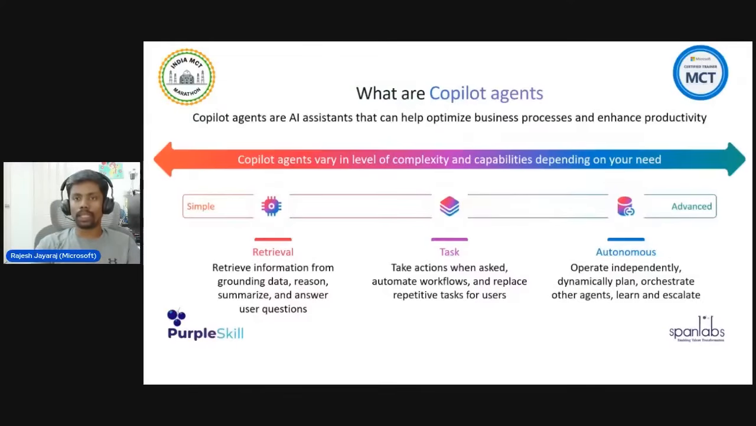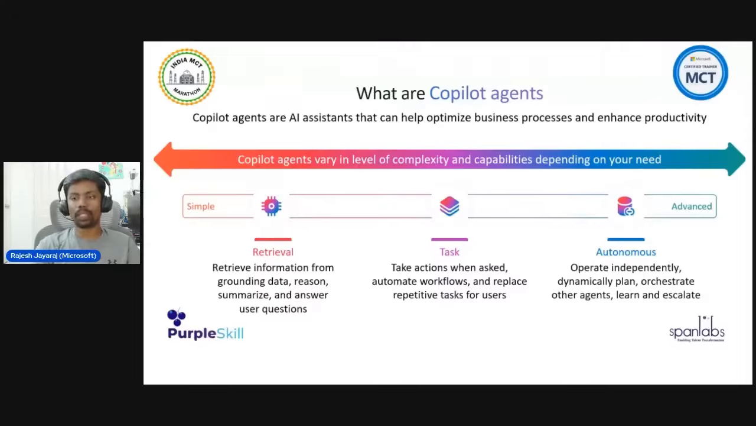So what are Copilot agents? Basically, agents are AI assistants, or you can consider them like an application on your mobile phone, which can help you optimize business processes and also enhance productivity. So when you talk about agents, is it only for people who know coding, or what is the real use of it?